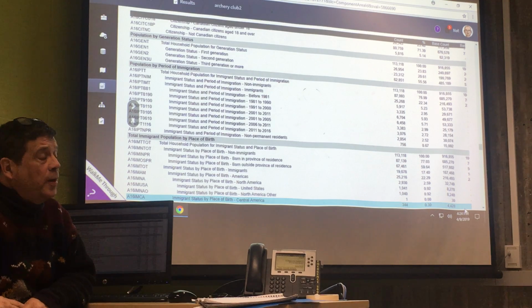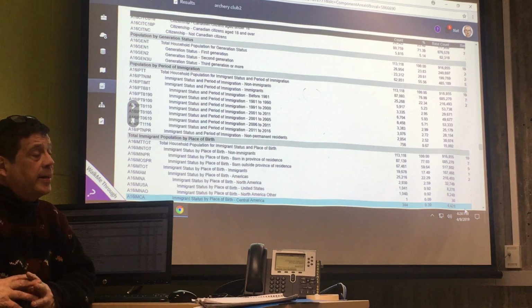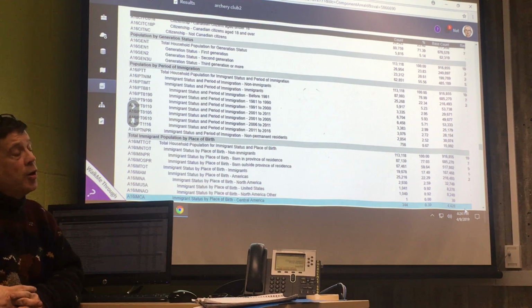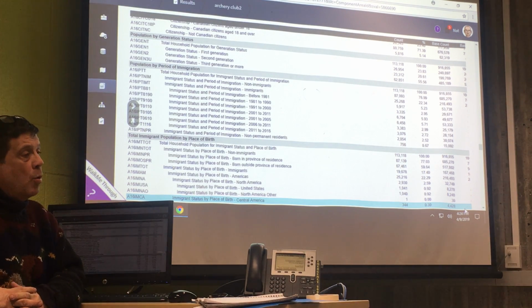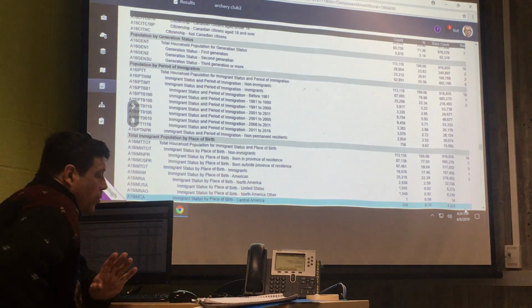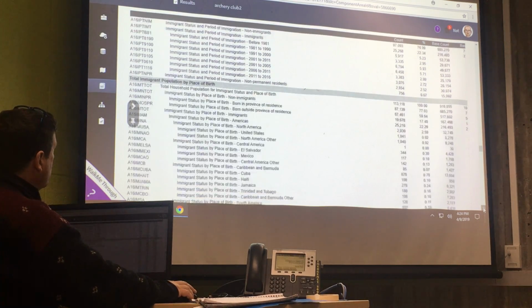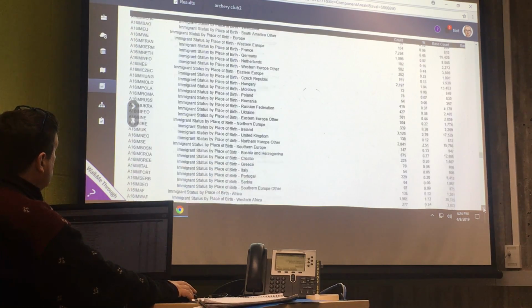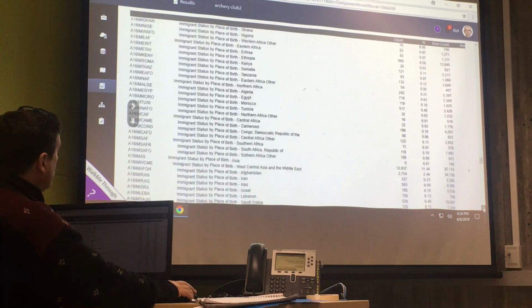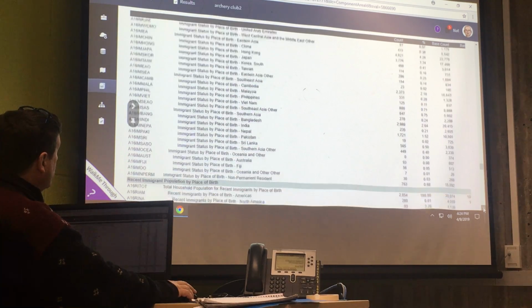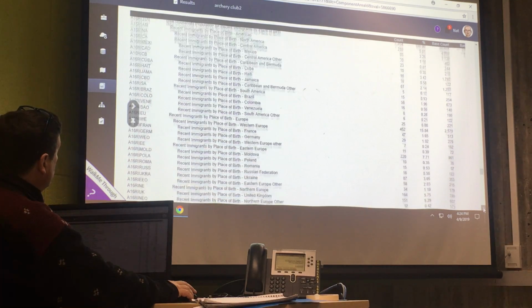The plain and simple definition of an immigrant is somebody who was not born in Canada but now lives in Canada. So if you were born in Ogdensburg, New York, and you moved to Canada when you were 6 months old, you're an immigrant. You're living here the rest of your life. You're officially, according to this designation, an immigrant. So, immigrant status by population, place of birth.